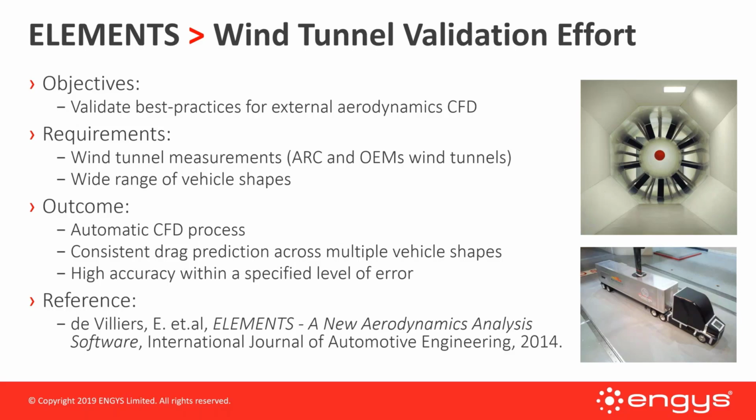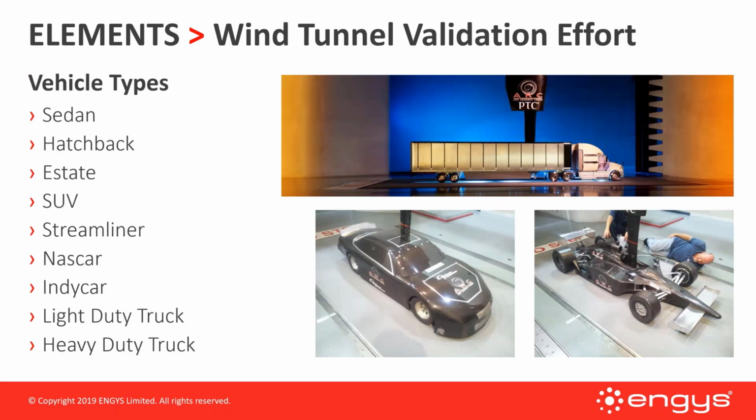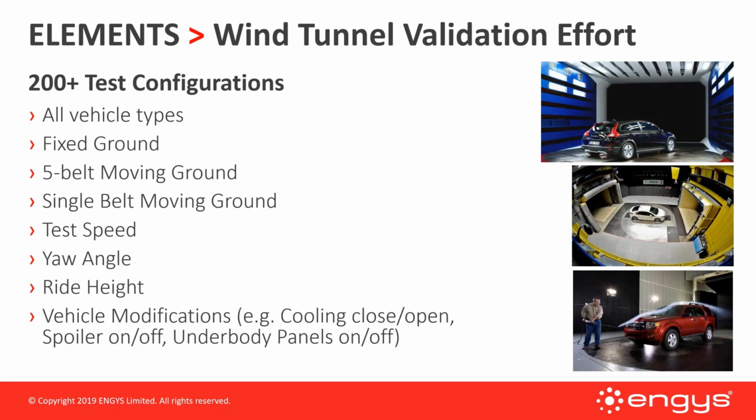So some of the vehicle types during this validation effort: sedan, hatchback, estate, SUV, streamliner, NASCAR, IndyCar, light duty truck, heavy duty truck. So it's a wide range of vehicle shapes. There were over 200 test configurations on all of these different vehicle types. There was fixed ground, various levels of moving ground, different test speeds, different yaw angles, different ride heights, and different vehicle modifications, so closed versus open cooling, spoiler on and off, if there was an underbody panel included or excluded. So there was a wide variety of deltas within this test matrix to give us a really good picture.